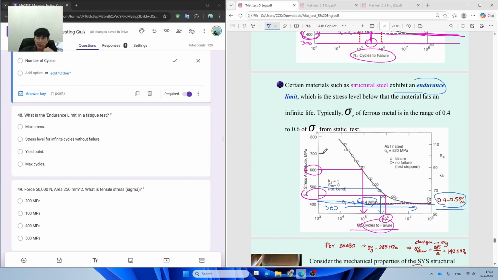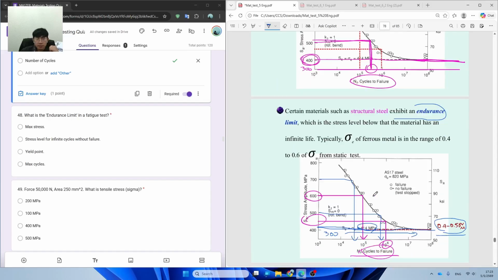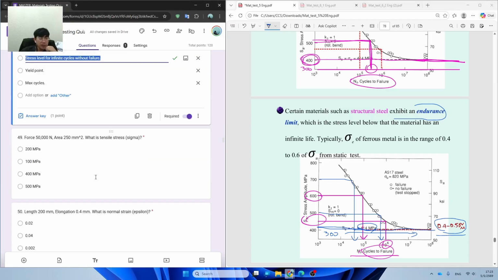And if I apply 700 megapascal of stress, it's going to fail at almost half of 100,000 cycles. This is how we consider it. So the endurance limit is the stress level for infinite cycles without failure. I said it easily.